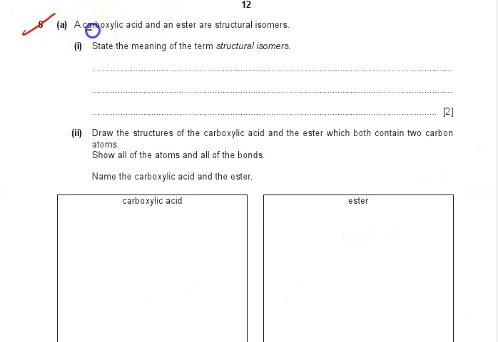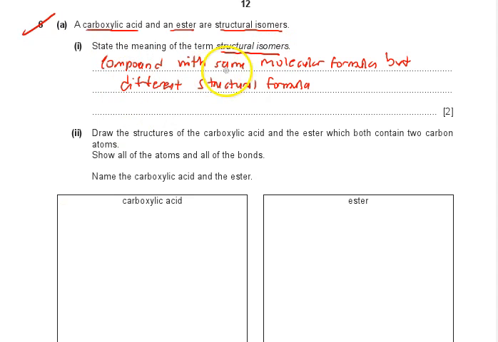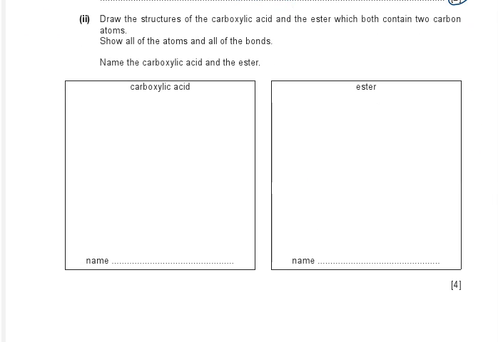Number 6. A carboxylic acid and an ester are structural isomers. State the meaning of the term structural isomers. So they have the same molecular formula, but they have a different structural formula. You can see these compounds have the same molecular formula but a different structural formula. That's for your 2 marks. Let us scroll down to the next question.